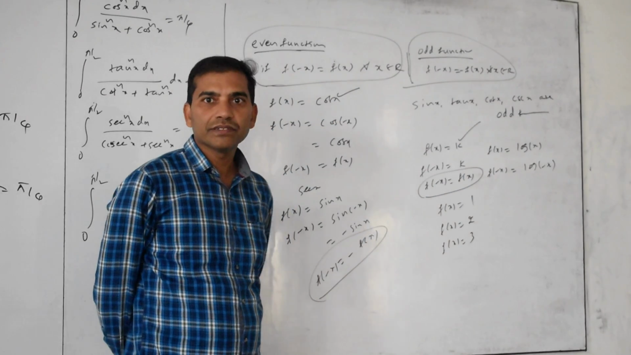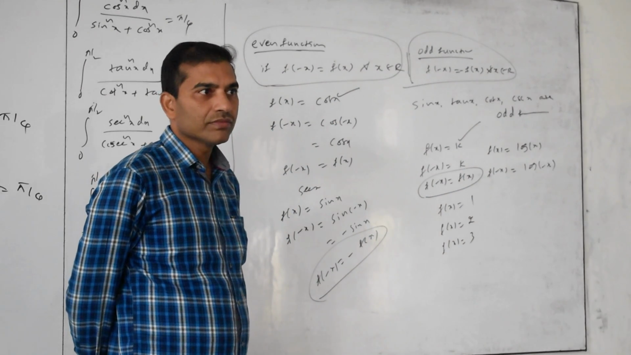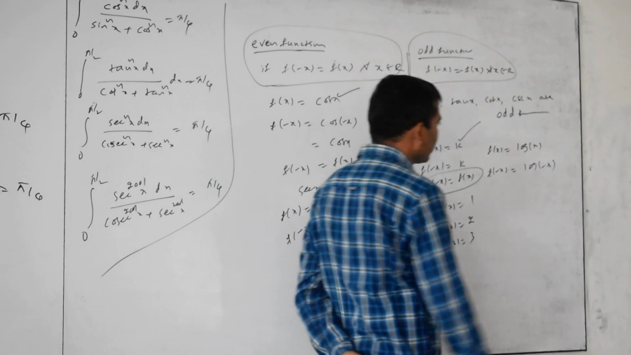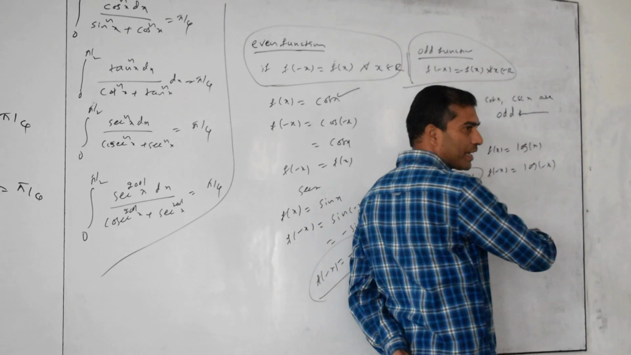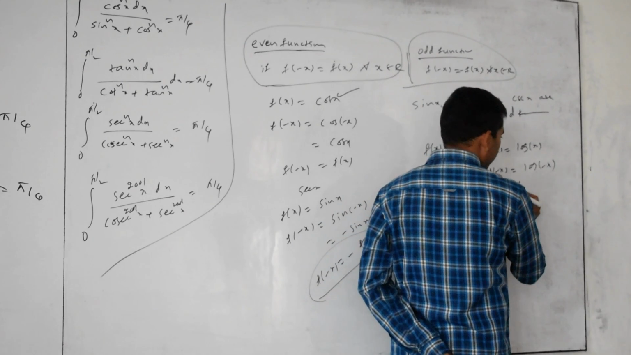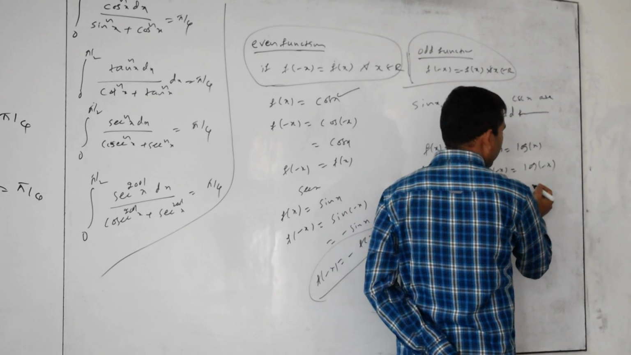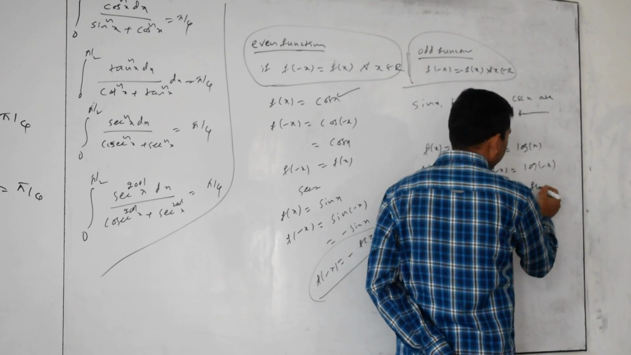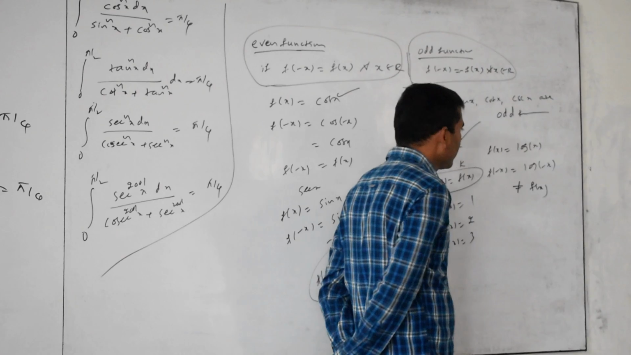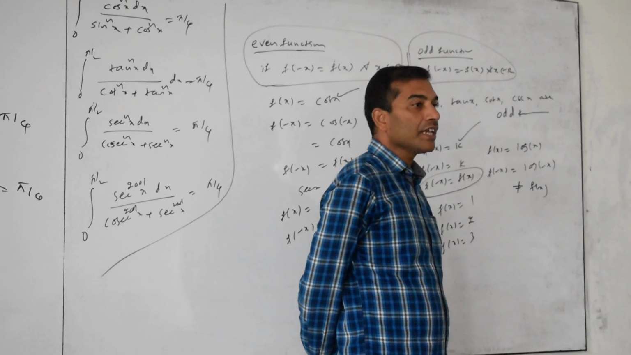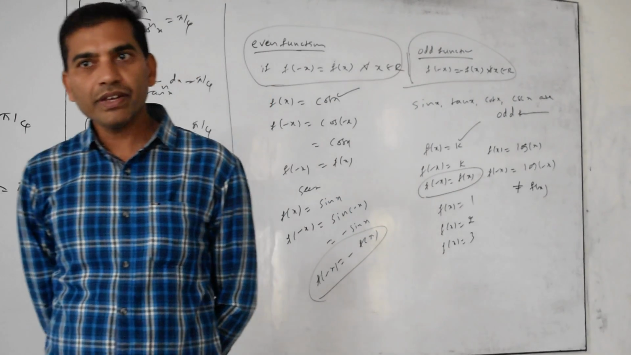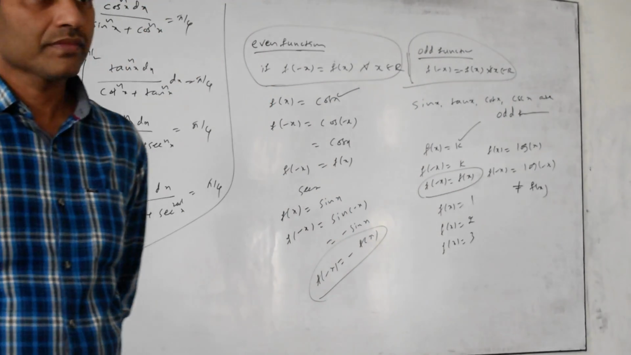Log of minus x, is it minus log x? No. We can't express it in the form of minus; we can't take it common. So it does not come in the form of f of x, and it is not equal to minus f of x either. In such a case, we say neither even nor odd. So log x is neither an even nor an odd function.